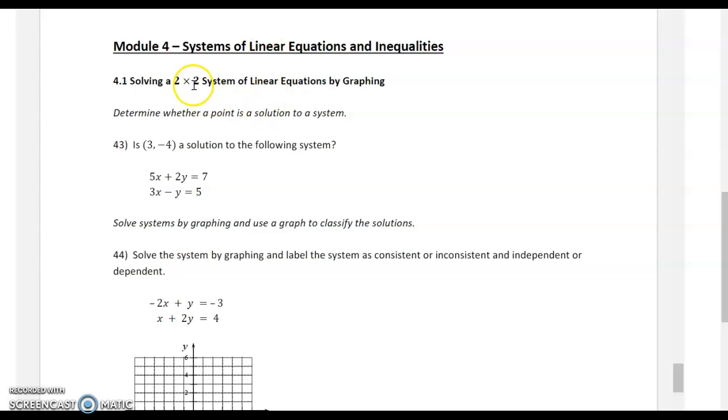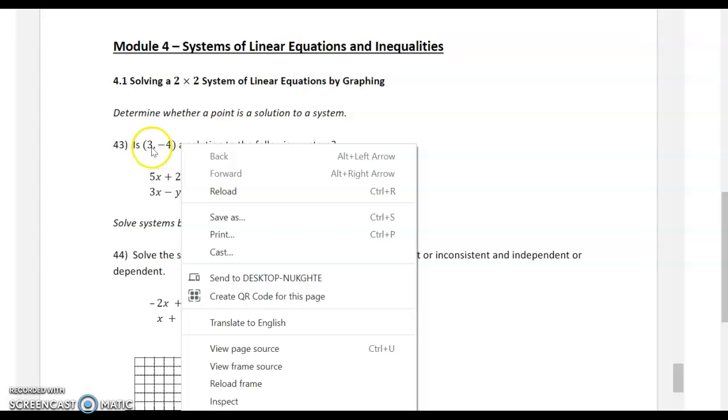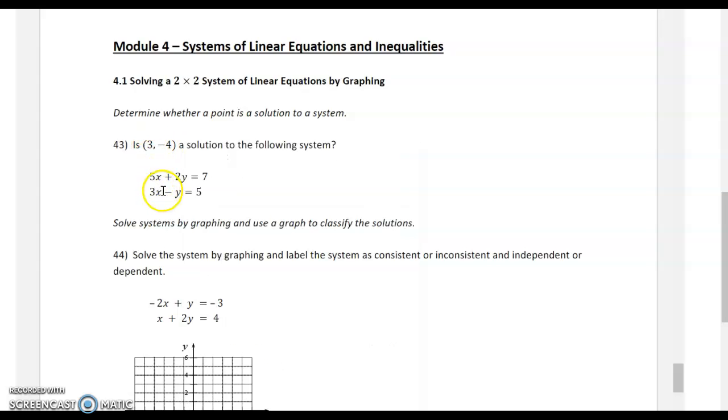Okay, let's look at 4.1. So we're looking, is (3, -4) a solution to the following system? So on this one, what we're going to need to do is plug (3, -4), substitute it in for both x and y, and see if this first equation comes out as true. And then if that comes out true, we're going to substitute it in for the second equation and see if that one comes out true. If (3, -4) makes both equations come out true, then we know it's a solution.